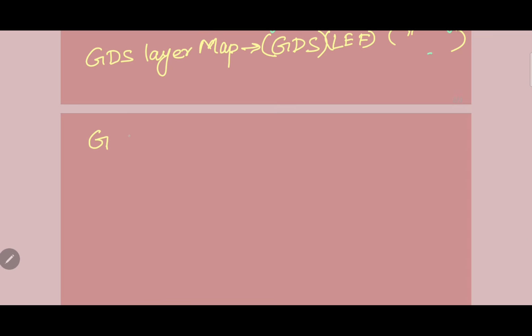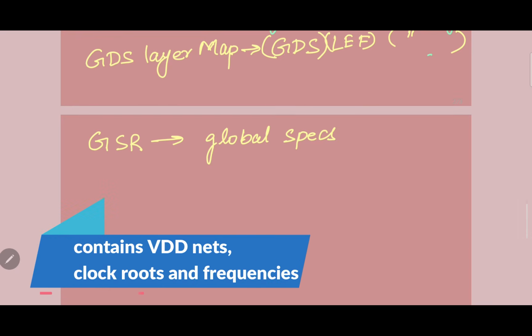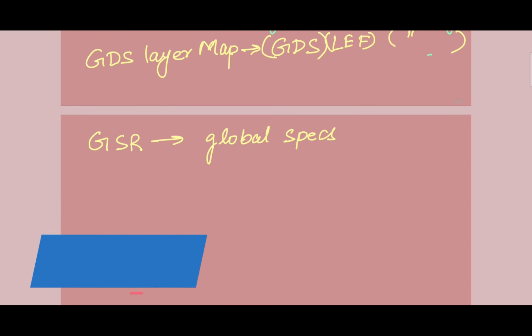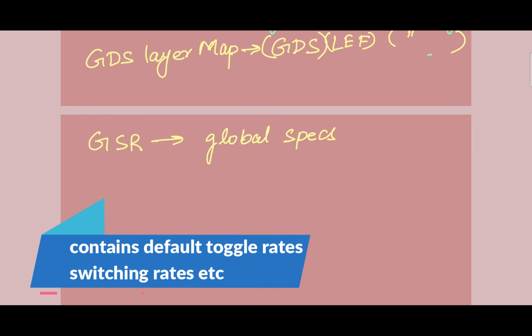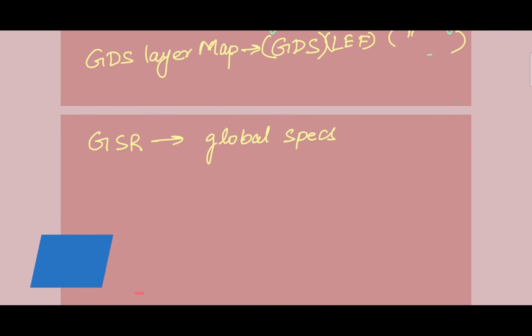Then what we have next is GSR. GSR is the Global System Requirement file. It is a design-specific information file, and it contains global specs such as VDD nets, clock roots and their respective frequencies, default logic toggle rates, switching of special nets, and reset nets. So all the global specs are there, and it is needed for both static and dynamic.